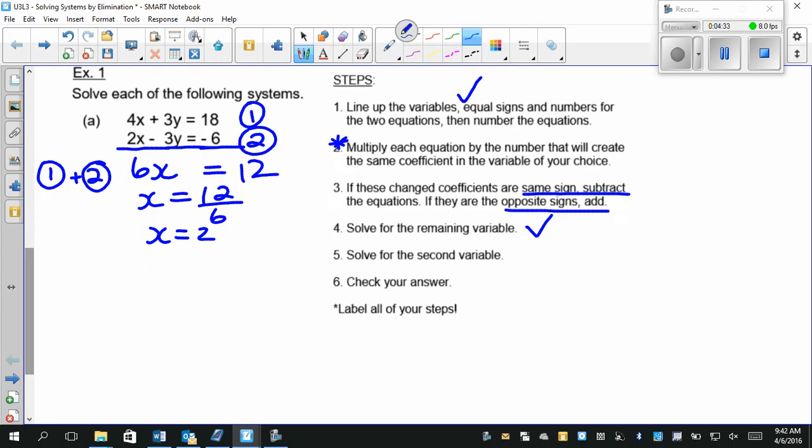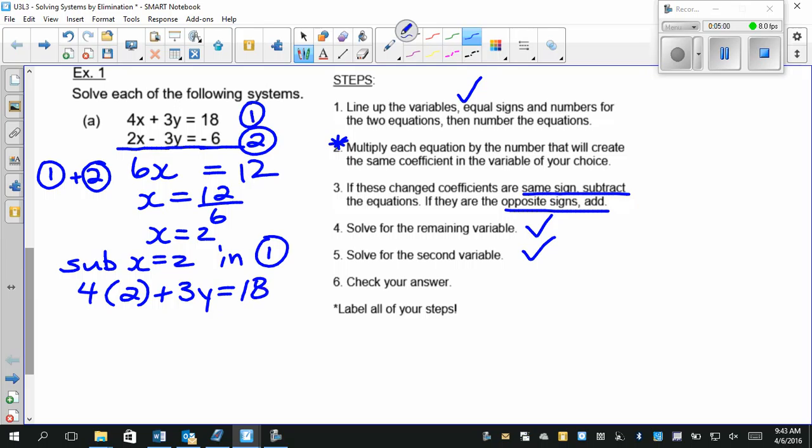Now we have to solve for the second variable. So to do that, we're going to sub x equals 2, and we can sub it into either one of the original equations there. So let's sub it into, equation 1 has all positive values, so let's sub it into 1. So equation 1 is going to be 4 times 2 plus 3y equals 18. 4 times 2 is going to give me 8, but I'm going to move that to the other side.